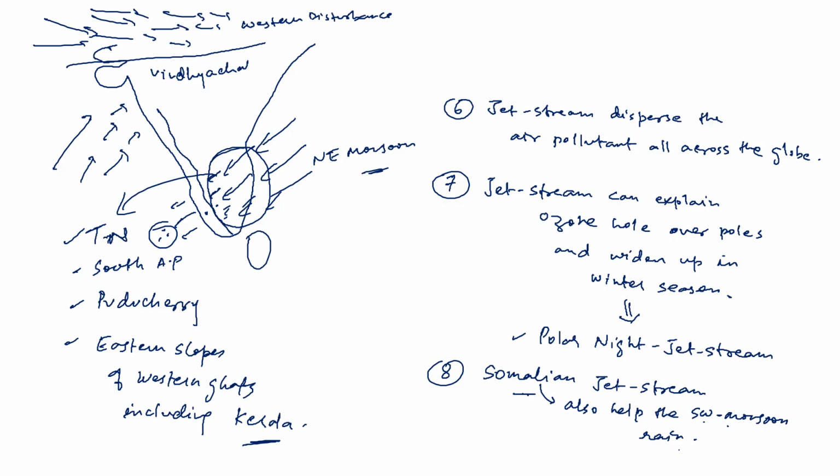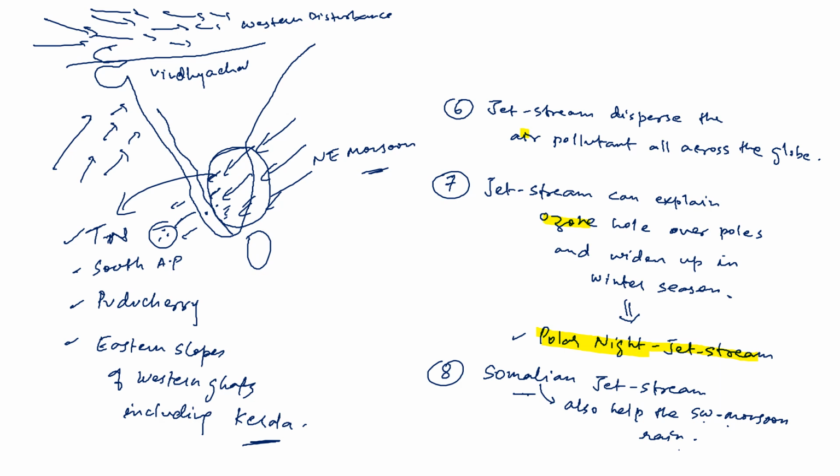What is the other role of jet streams? It is dispersing air pollutants all across the globe. In this way, even ozone depleting substances are pushed towards the polar night jet stream, and then from the polar night jet stream enter into the stratosphere, resulting in ozone depletion. So the jet stream can explain ozone holes over the Arctic and Antarctic region and their widening, because in winter this entire transport system and the jet stream movement is very, very strong. So which jet stream is responsible for ozone depletion? Answer is the polar night jet stream.